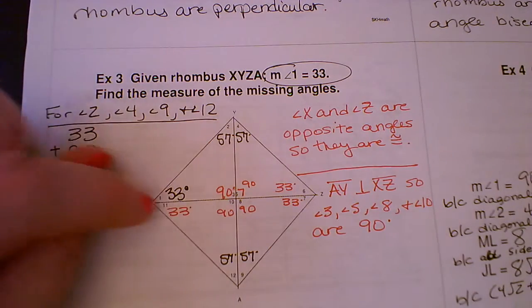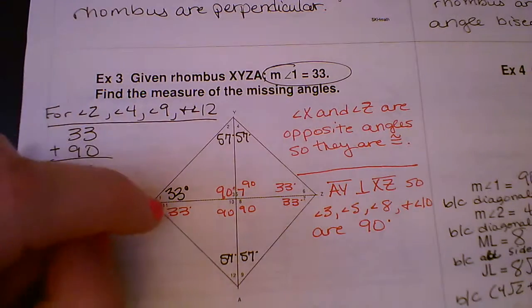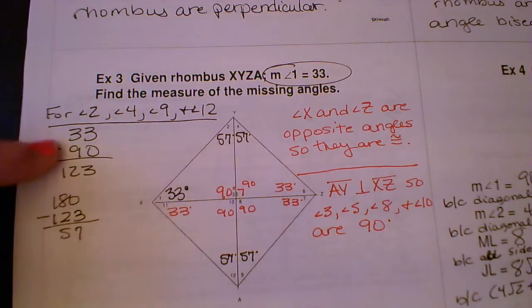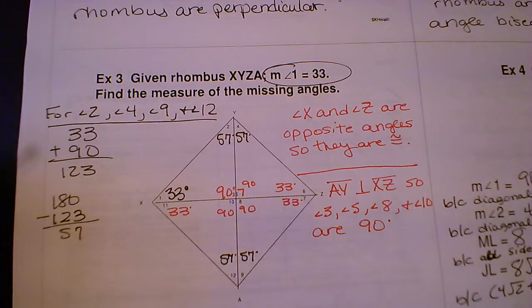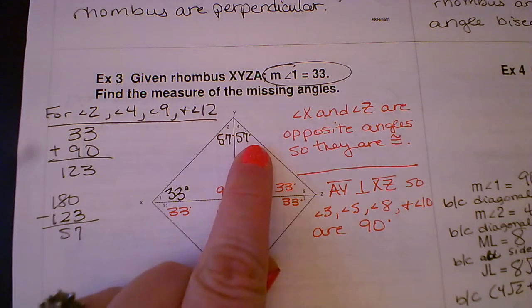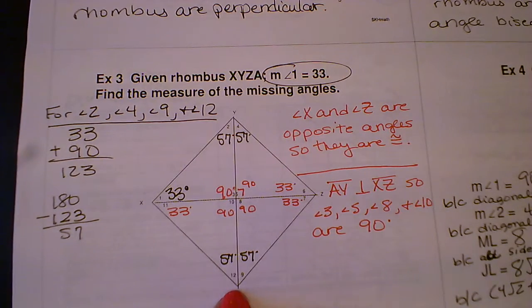Then we have a triangle here that we've created, and we know angles in a triangle add to 180. So 33 plus 90 gives us 123. Subtract that from 180 and we get 57 degrees. But because those angles are bisected, we know that 2 and 4 are congruent, and their opposite pairs are also 57 as well.